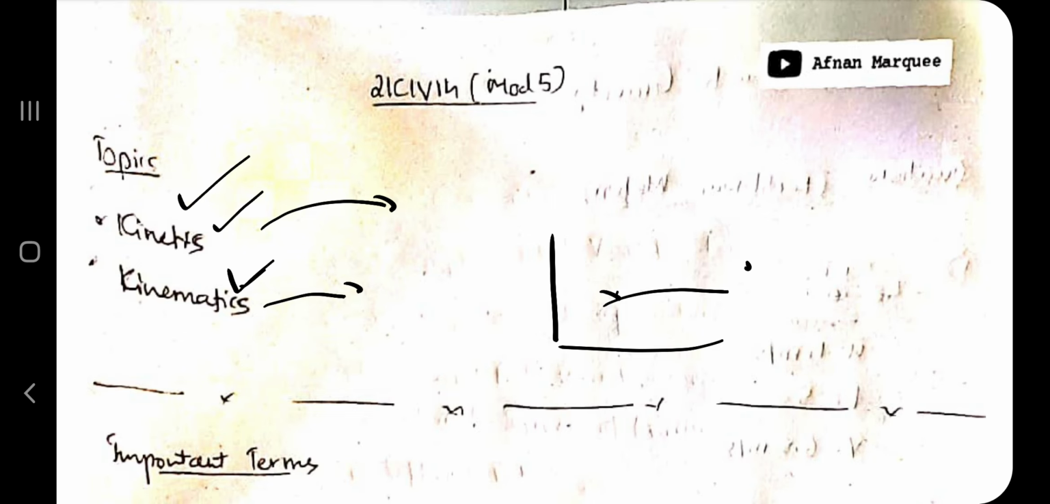So these are the two main topics. You have to learn the basic definitions, the formulas and the numericals under each of these topics. That's all there is in the fifth module.